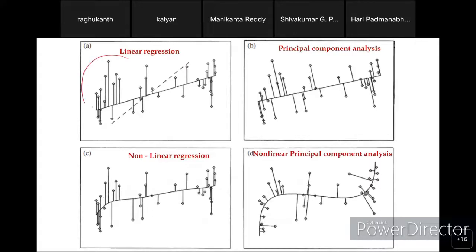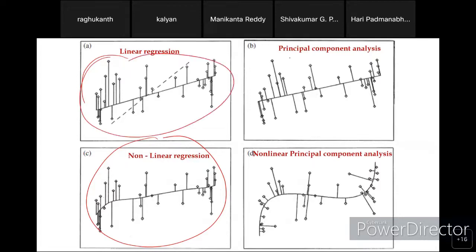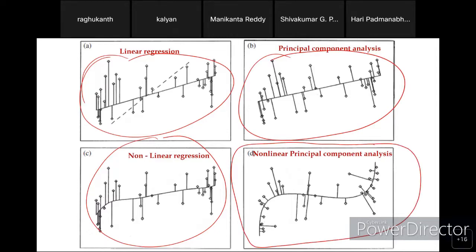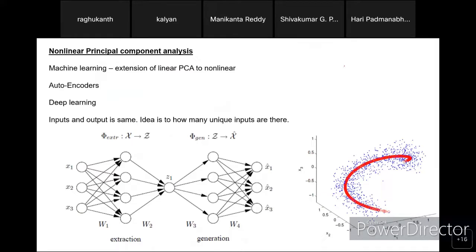Now we have seen linear regression in the morning. Nonlinear regression also we have seen, that is a shallow neural network. This also we have seen. Now PCA also we have seen, that's the linear analysis. Now let us go to NLPCA, that is your autoencoders and others also, nonlinear, okay? So the concept is the same, dimension reduction only, but with neural networks.